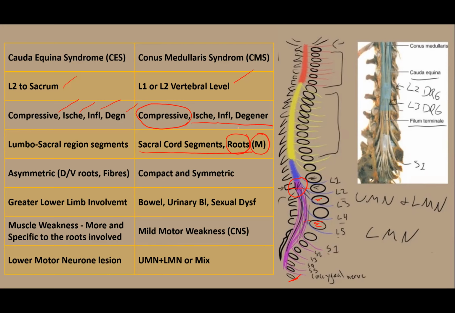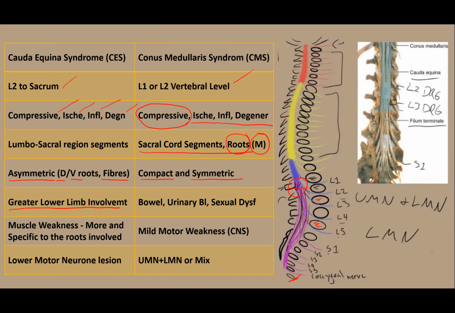Most important thing is, as we have brought out today, in the case it is asymmetric, dorsal roots may be affected, ventral roots may be affected, fibers may be affected. It is very compact and symmetric in case of conus medullaris syndrome. Here, greater lower limb involvement because L2, L3, L4, L5, S1, S2, these are all subserving the lower limb. And there's a greater involvement of the lower limb here.